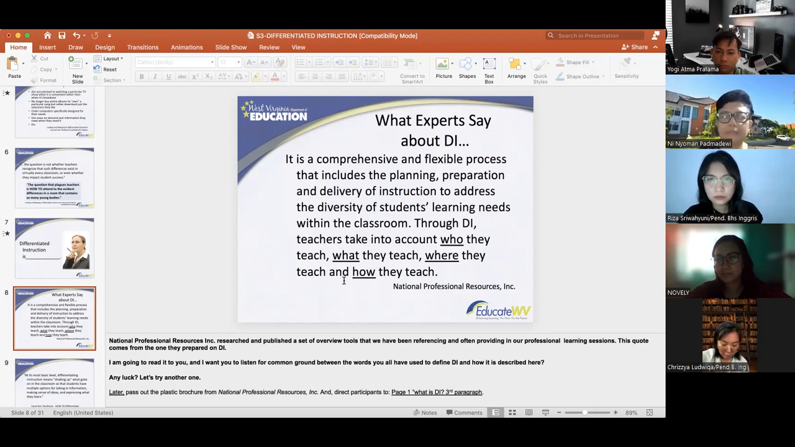Who they are. Are the students mostly in the average level, or do you have also how many students who are in the average, how many students are in advanced, how many students are really left behind, for example? What they teach, where they teach, where do you teach your students? Are all in the classroom?